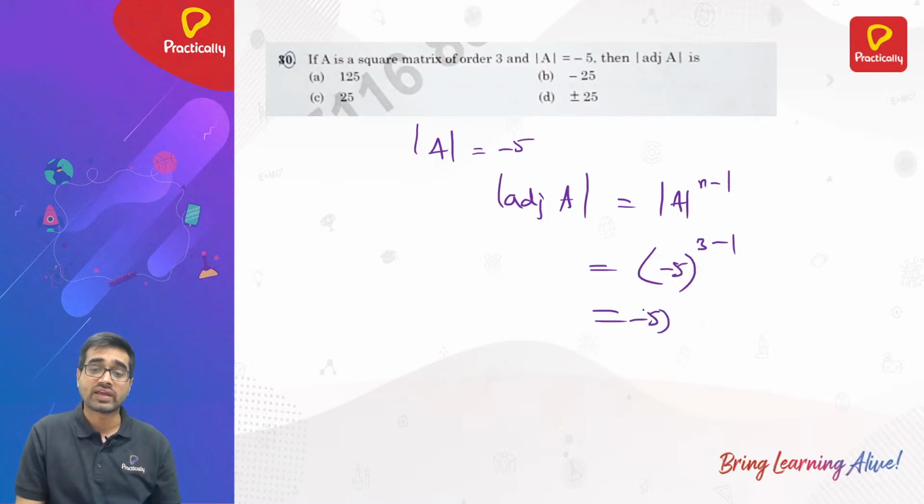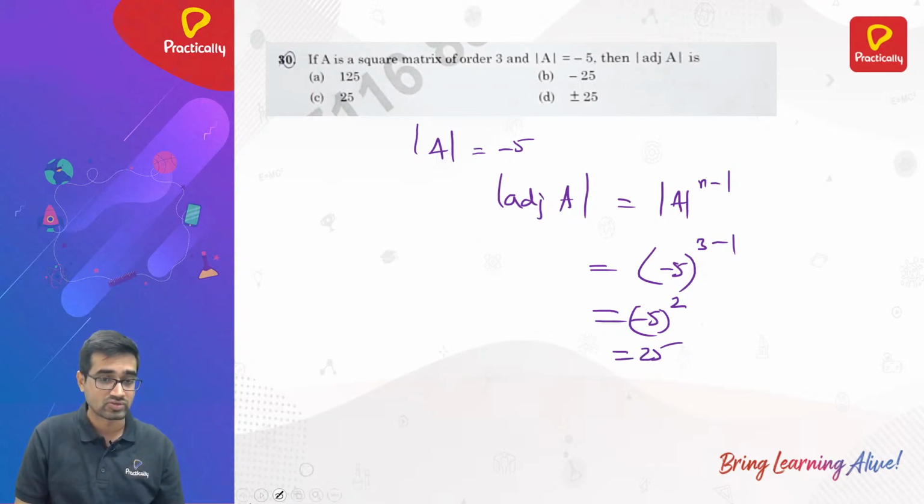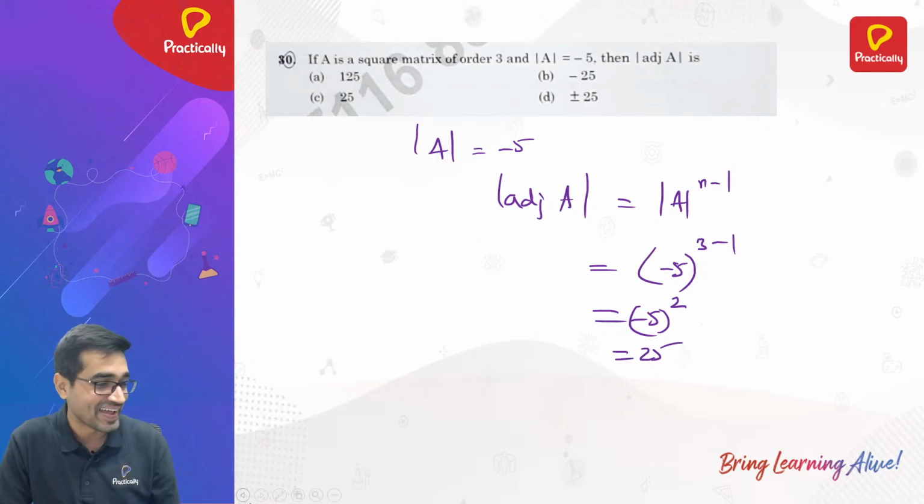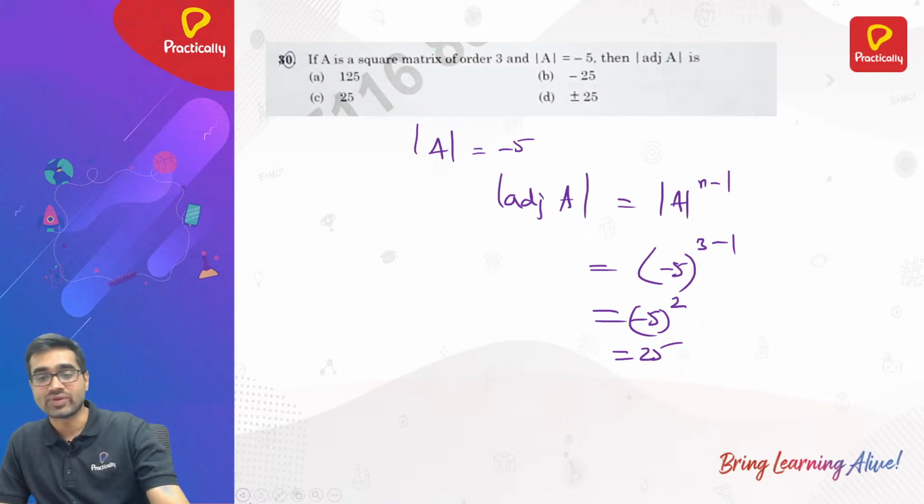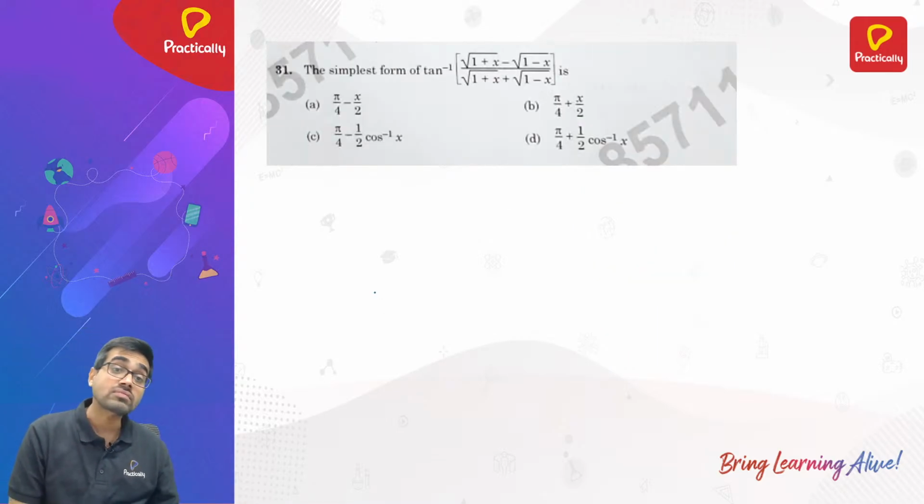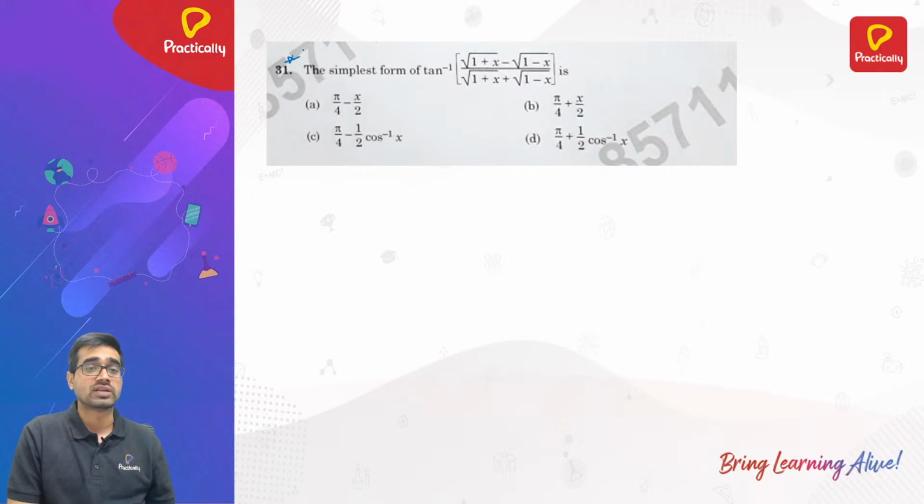So it is minus 5 whole square, which is 25. I don't like the purple color, so I'll write in blue. Okay, so what you get is 25. Done.